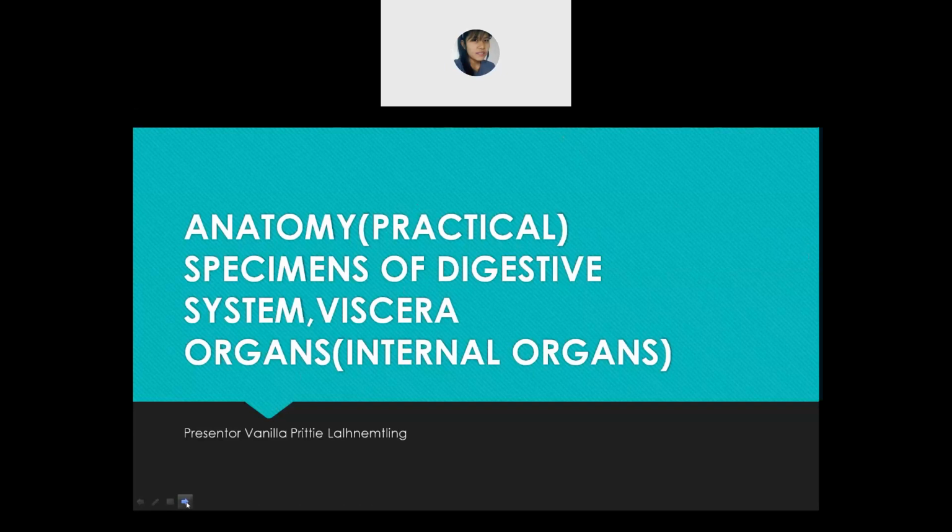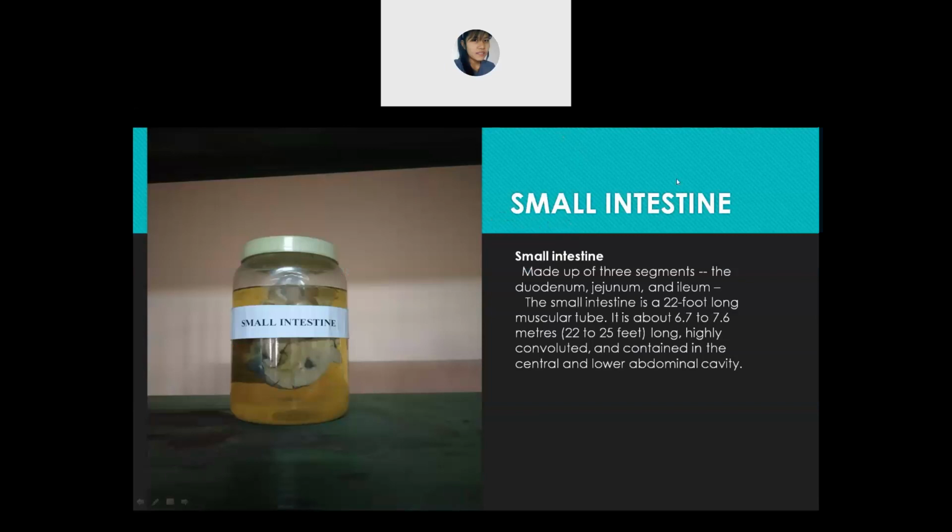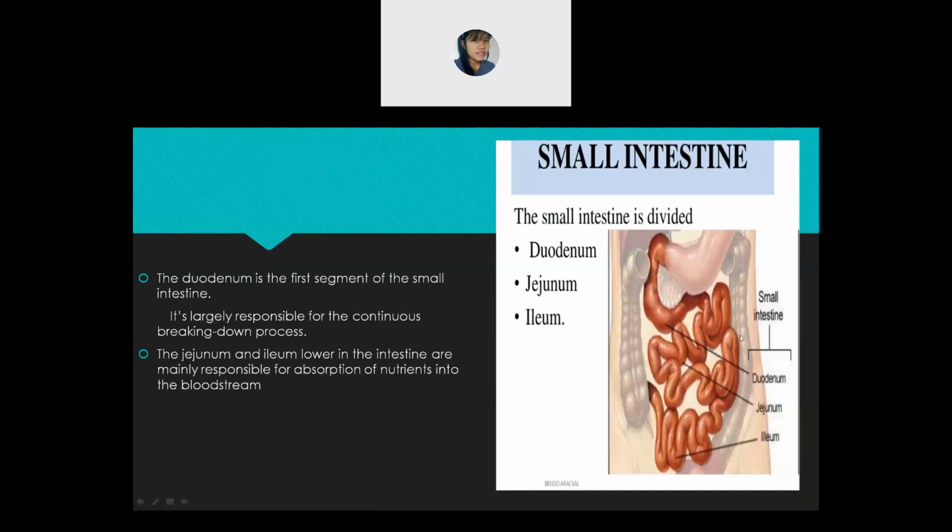So today, this is a small intestine. Can you see it? This small intestine you will get in the lab. I'm just showing you in this way, so we will just revise again. The small intestine has three segments: the duodenum, jejunum, and ileum. These are the three parts of the small intestine.